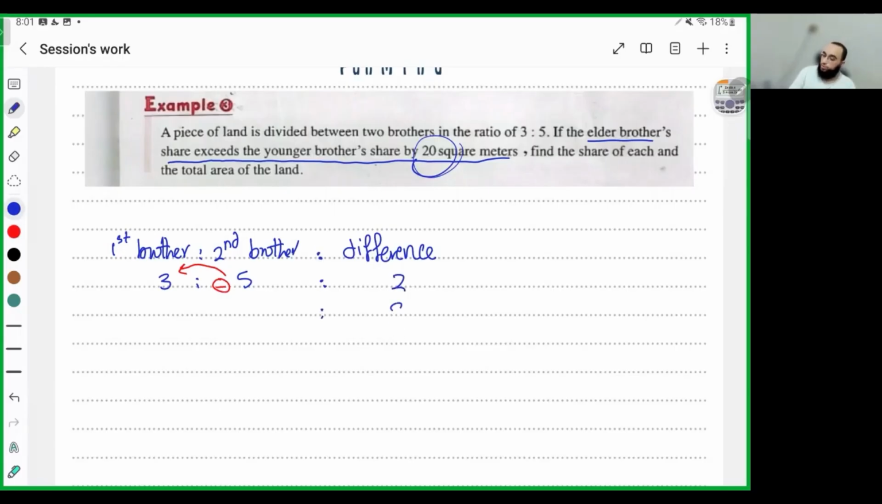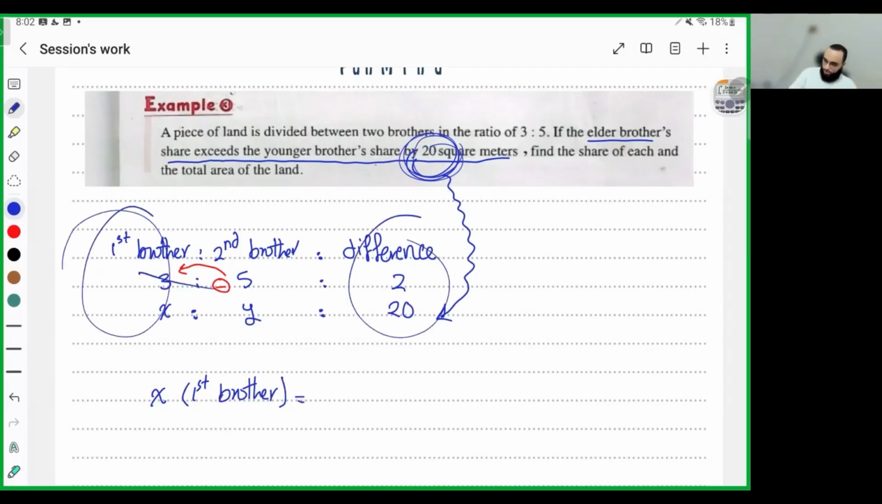So what's below the 2? What belongs to the difference itself in the question, which is 20. Yes, the 20. Right now we need the first brother's share and the second brother's share. Could you tell me how can I get the x, which is the first brother's share? 3 times 20 over 2.